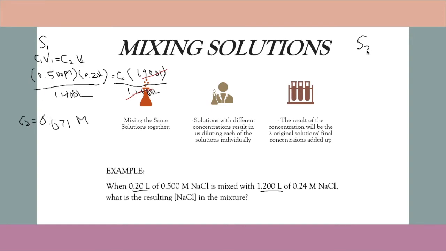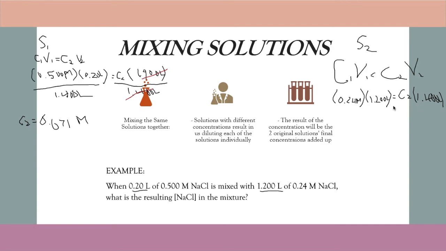S2 over here, we are going to have to once again plug in our numbers, and the first concentration is given to us. It's 0.24 molarity, times 1.200 liters. And then equals, we don't know C2, but we do know the second volume, and it is once again 1.400 liters.